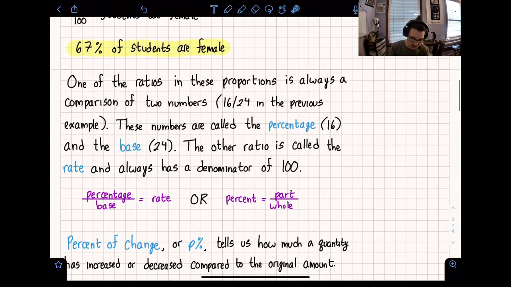Personally, honestly, I would not recommend thinking of it like this. Interchanging the percentage with the number in the numerator, I think that can get confusing for a lot of students. I think this is a way more logical and cleaner way of looking at it. Percent equals the part of the whole. 16 is the part, 24 is the whole. If we compare that ratio, that gives us the percentage. I think this just makes a lot more sense intuitively.